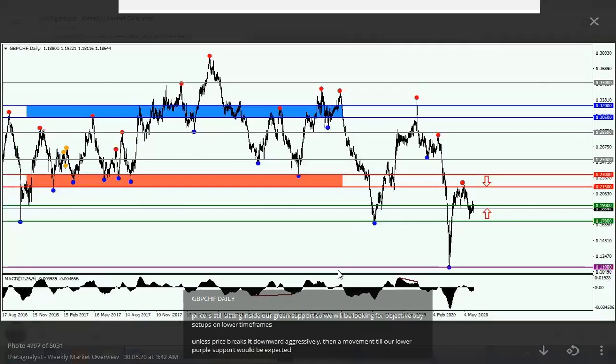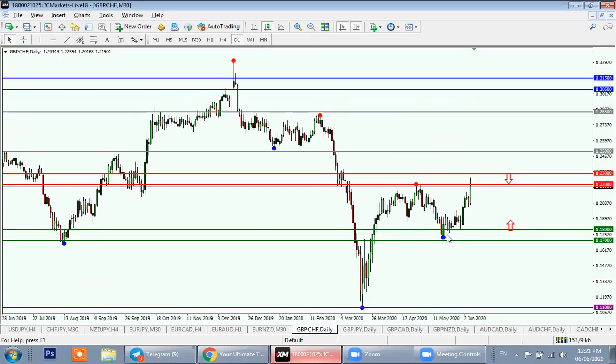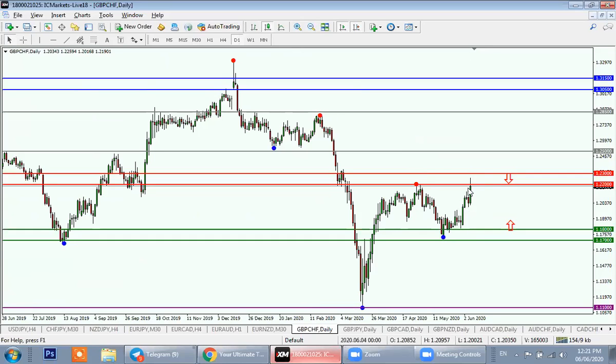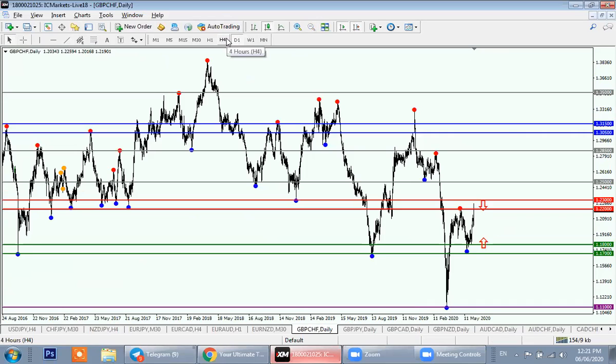Then on daily time frame, price did exactly what we expected. Price rejected our green support and traded higher, and it's currently sitting around a strong resistance area in red. As you can see here, 1, 2, 3, 4, 5, a very, very strong resistance. So for now, we'll be looking for objective sell setups to form. Unless price breaks it upward aggressively, then our resistance will become support, and an upward movement would be expected. Then we'll be looking for objective buy setups on the retest.